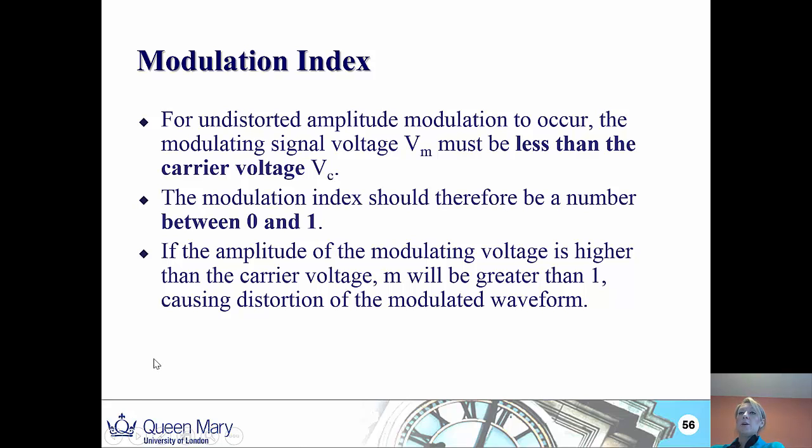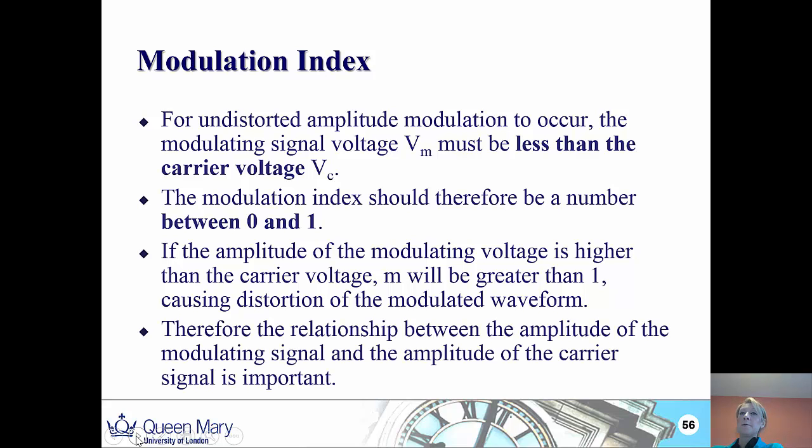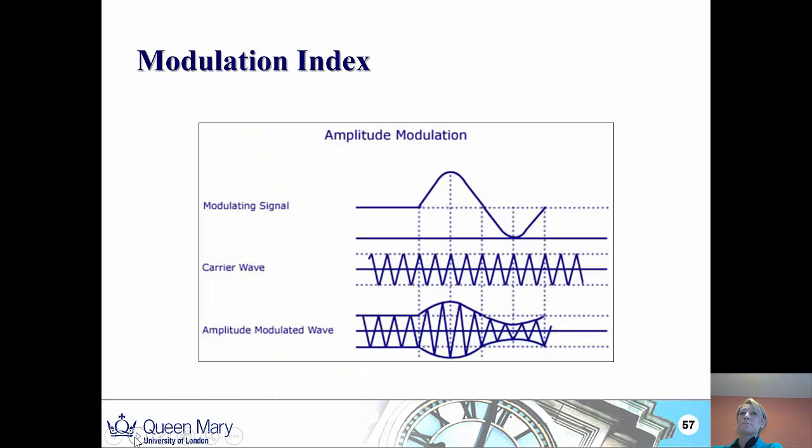than 1. And when we have an M which is greater than 1, this represents a distortion of the modulated waveform. So we've got a modulated signal, but it will be distorted and won't accurately convey the information which we wish to send. So the relationship between the amplitude of the modulating signal and the amplitude of the carrier signal is important to be aware of. We have a modulating signal and we have our carrier wave, and then we have our modulated signal which is being carried by our carrier wave. So we want to understand the extent to which the original signal is modulated on the carrier wave.